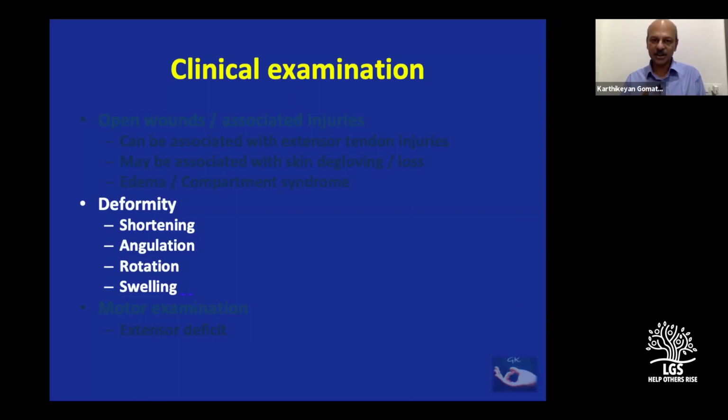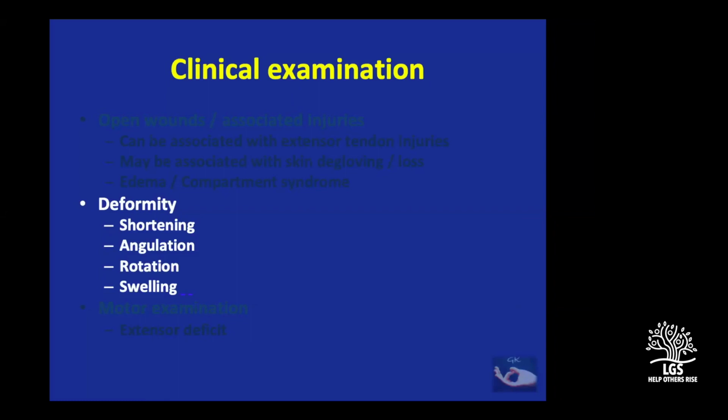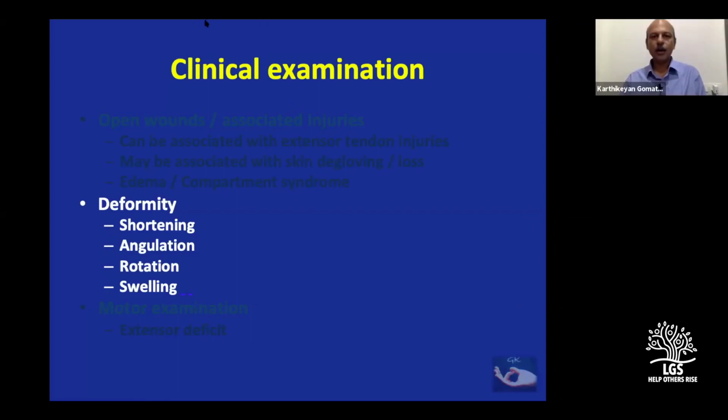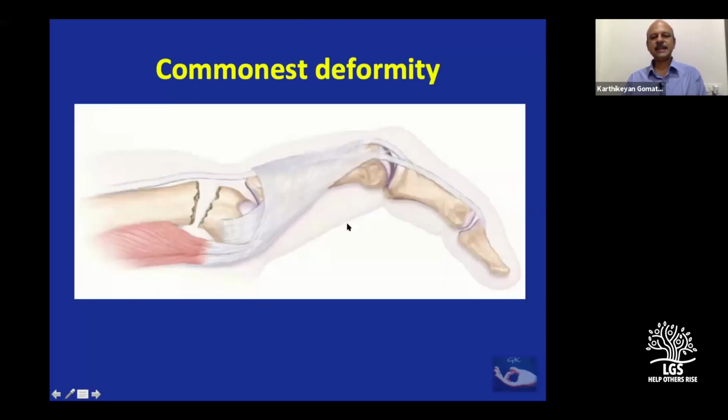How much angulation can be accepted, and beyond what angulation you should plan for an open reduction and internal fixation. See, now this is the commonest deformity that we come across. There is usually an angulation like this, which is causing a flexion deformity. This is typically because of the insertion of the intrinsic muscles. They pull it into flexion.